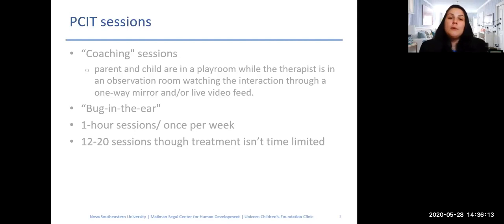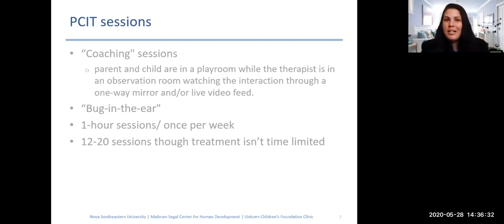Okay, and these are about 1 hour sessions, one time a week, and in total it ranges, so it's about 12 to 20 sessions. You know, treatment for PCIT really isn't time limited. What we're hoping for is, at this point between 12 and 20 sessions, we're seeing improvement, we're making our way towards growth.